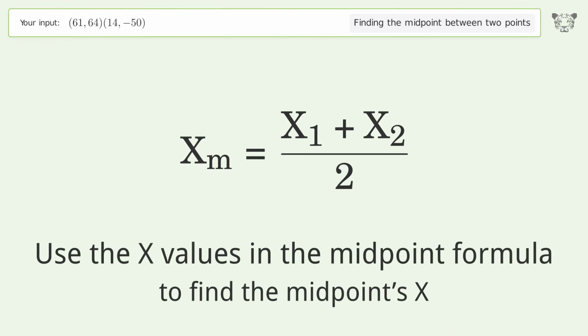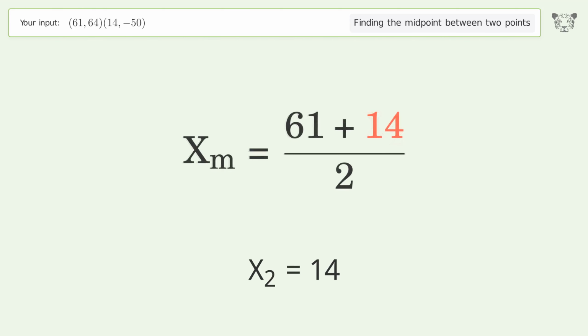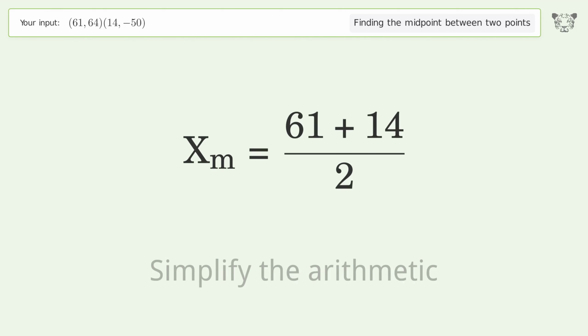Use the x values in the midpoint formula to find the midpoint's x. x1 equals 61. x2 equals 14. Simplify the arithmetic.